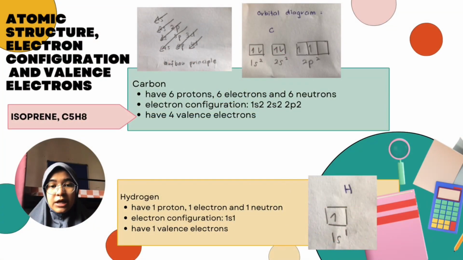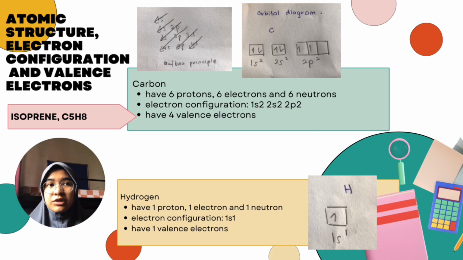For the second part, I'll be describing the atomic structure, electron configuration, and valence electrons of the atoms involved in isoprene. The atoms involved in isoprene are carbon and hydrogen. Carbon has 6 protons, 6 electrons, and 6 neutrons. From the 6 electrons, we can write the electron configuration for carbon, which is 1s2, 2s2, and 2p2. It is important to follow the Aufbau principle, as provided in the slide, to write the electron configuration the right way.